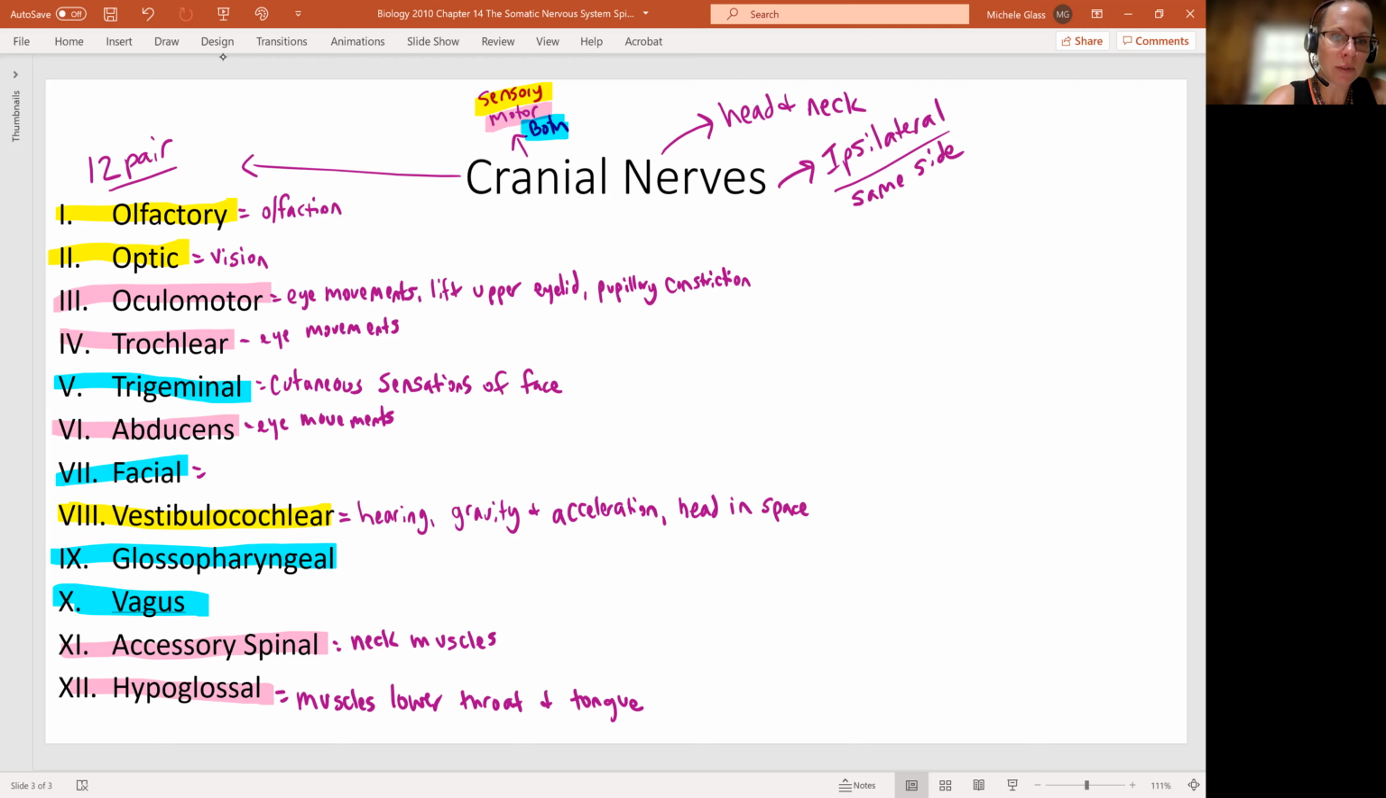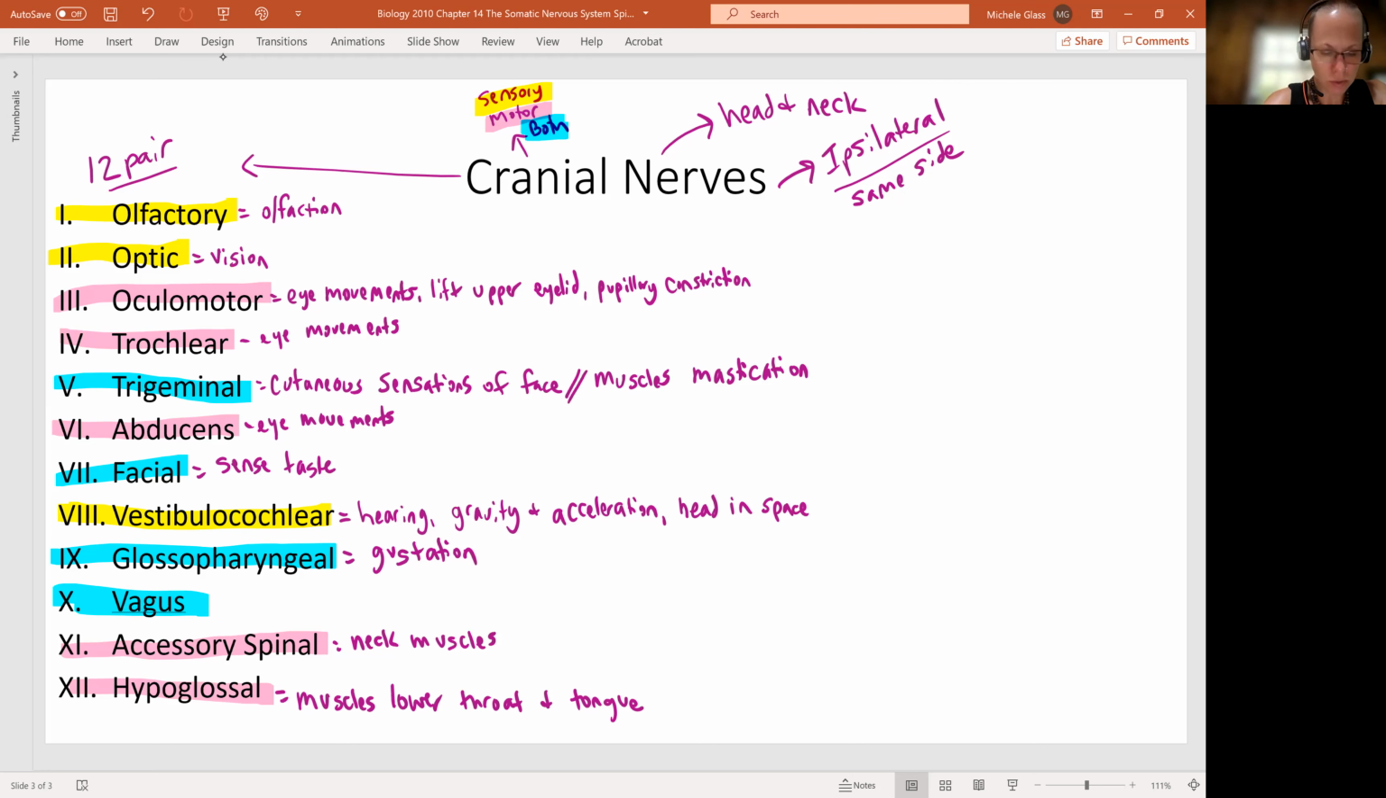Facial is going to be involved in the sense of taste. You can just write gustation if you'd like. We can do that for glossopharyngeal as well. So here I'm going to go ahead and write the word gustation instead of sense of taste. And then for trigeminal, let's do our muscle motor control. This is going to be muscles for what's called mastication, which is our fancy word for chewing.